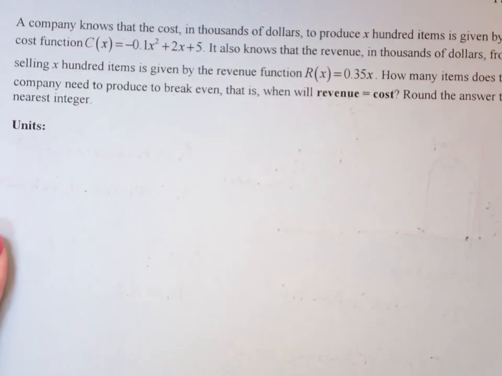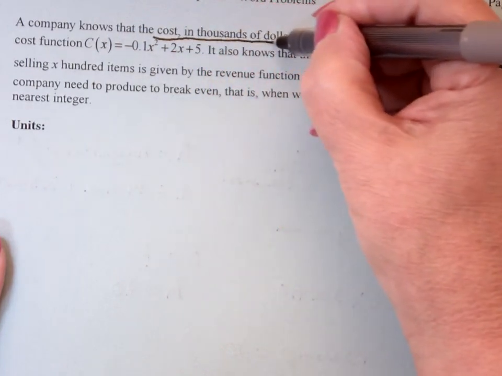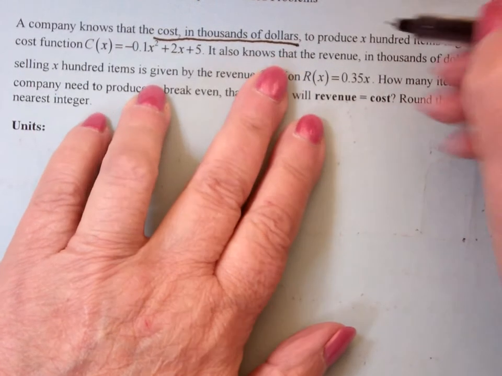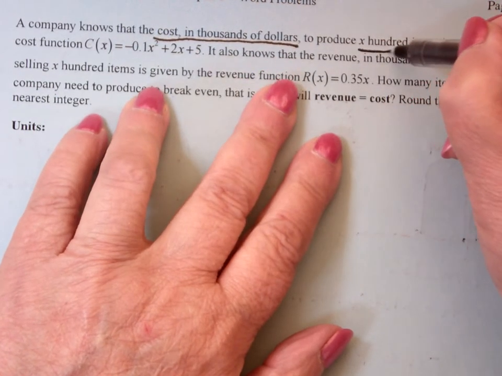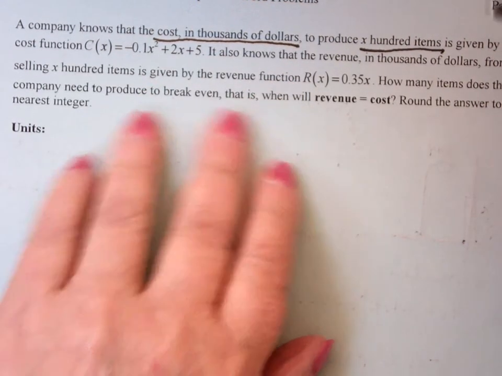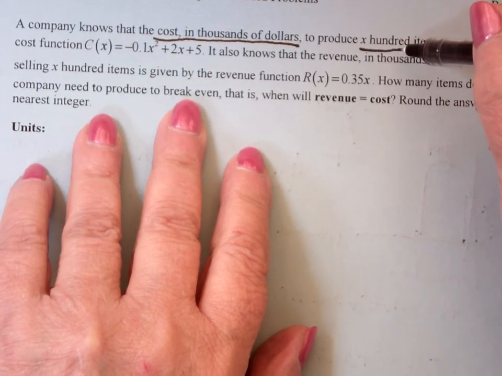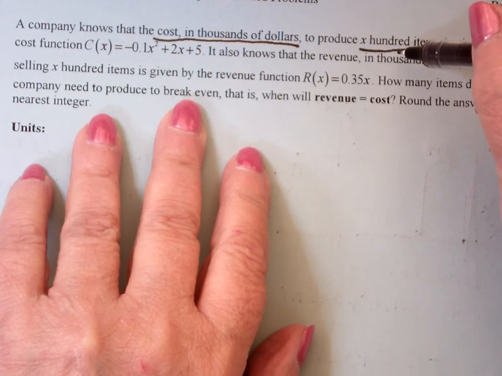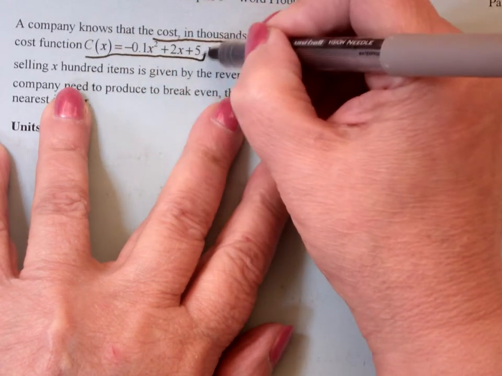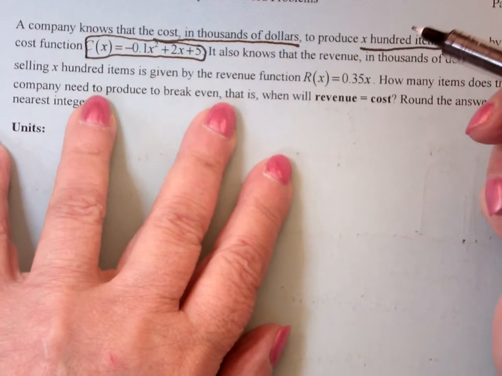It says a company knows that the cost in thousands of dollars, so I'm going to mark this because it's telling me not only the variable but also the units, to produce X hundred items. Now this is very important. Because X is my variable and the units is 100 items, it is given by the cost function, and they give me the rule. That means I don't have to draw a picture, I don't have to find anything.